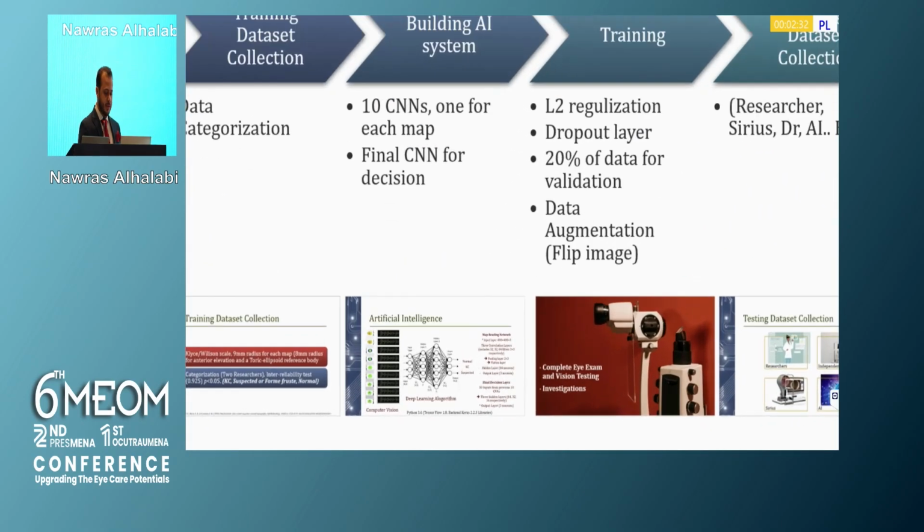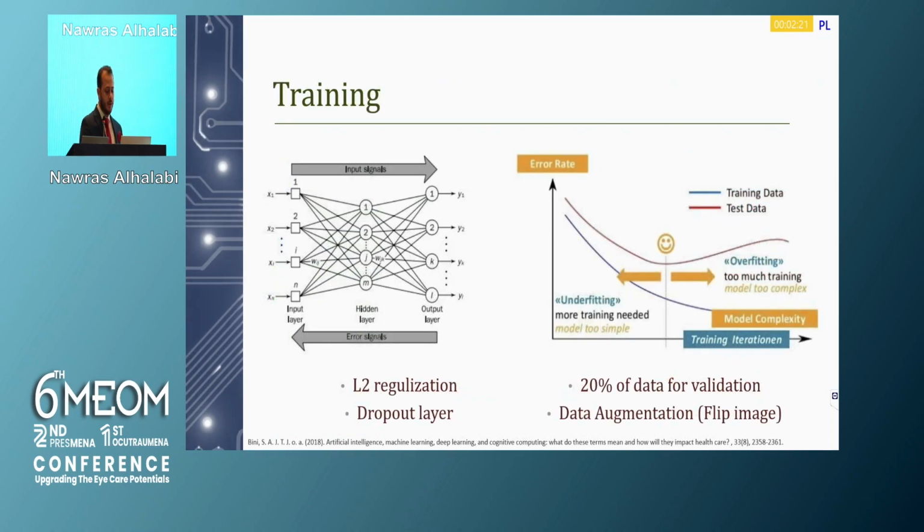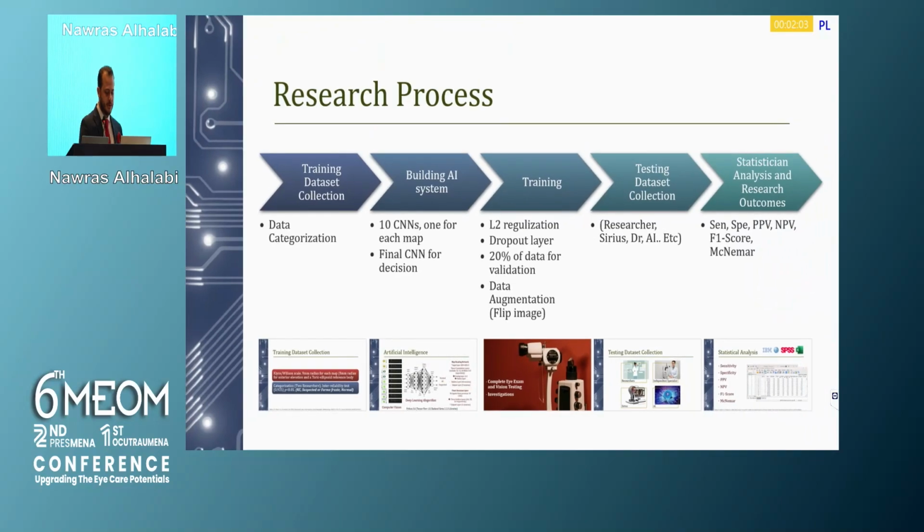Then we built an artificial intelligence-based system using computer vision and deep learning algorithms, with 10 input layers and 1 output layer, with pooling, flatten, and hidden layers in between. There is L2 regularization and a dropout layer. We used 20% of the retrospective data for validation, which prevents overfitting, where the model memorizes the pictures, and prevents bias in the training of the model.